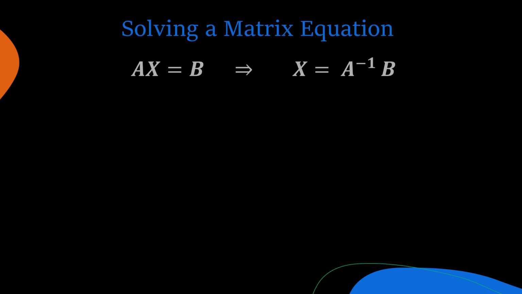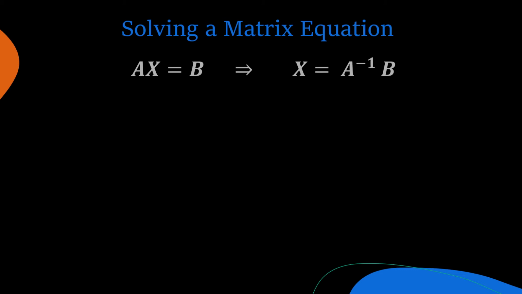Now to solve a matrix equation, say AX equal to B, where A is a matrix, X is a matrix, B is a matrix. A is the coefficient matrix, X is the variable matrix, x1, x2, x3, whatever I have. B is the constant matrix. If I want to find the unknown X, then I will have A inverse B.